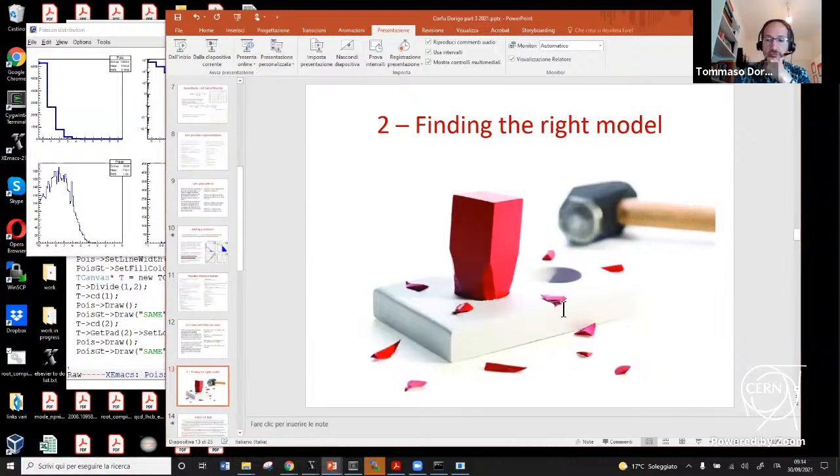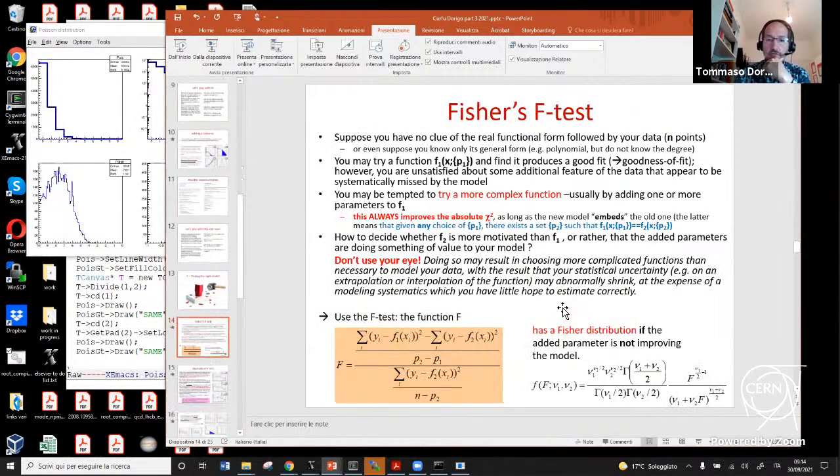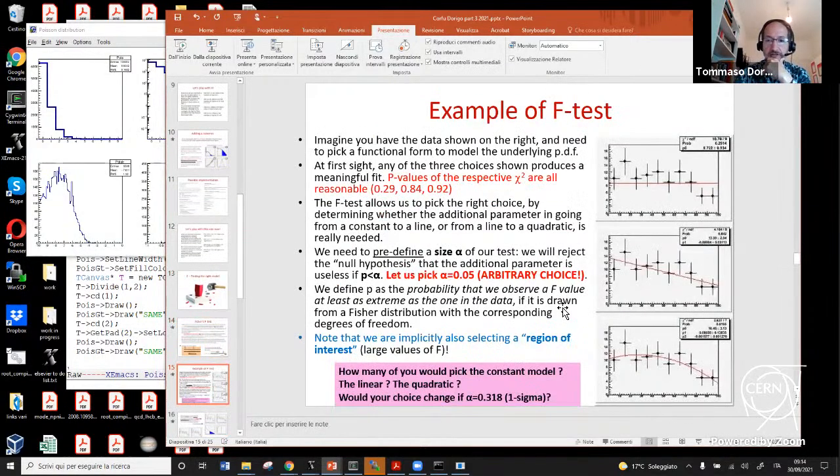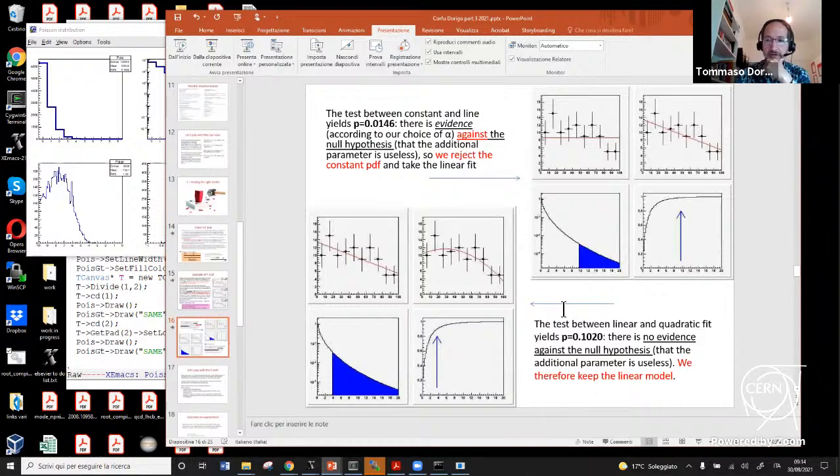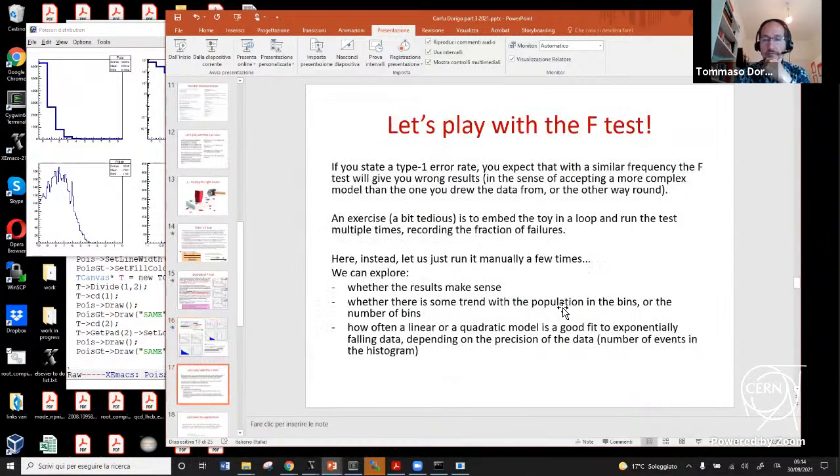Okay, let's move on to testing the Fisher F-test. We discussed the Fisher F-test already, and you have seen these slides already. So now you know what awaits you. We can play with the macro, and the macro is still in that area that I pointed at before. So the macro allows you to state a type 1 error rate because it's a test. It's a goodness of fit test. It's actually a hypothesis test.